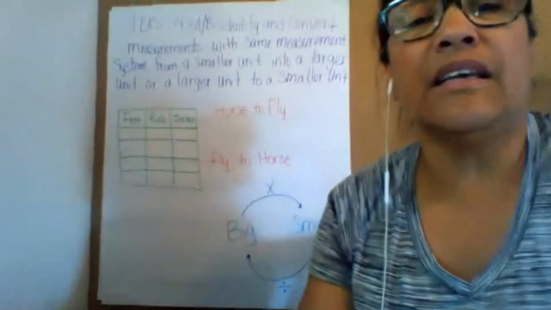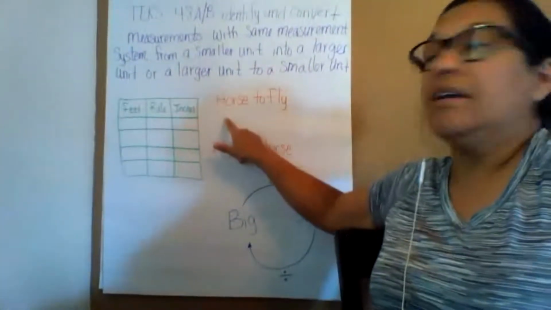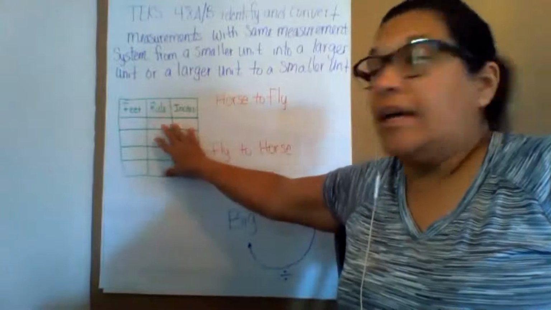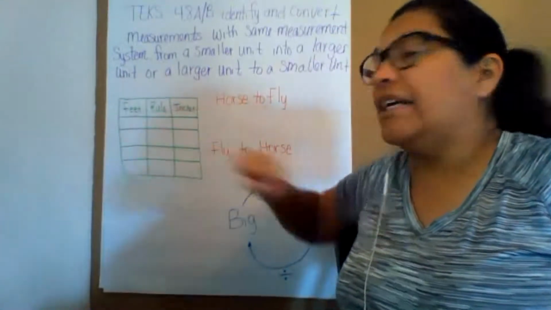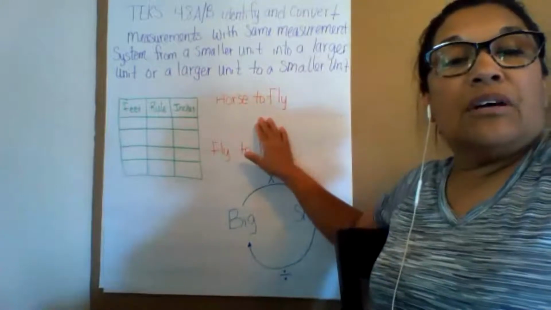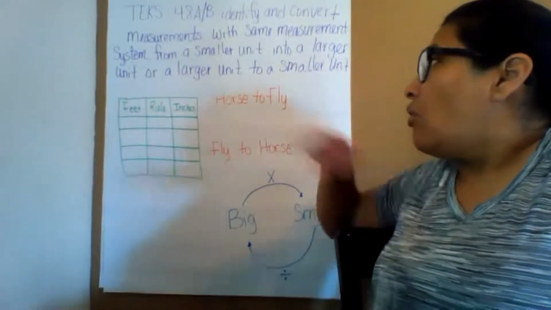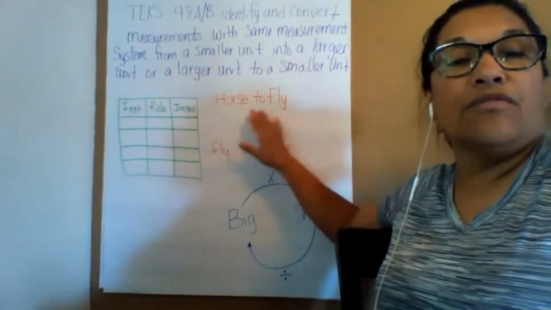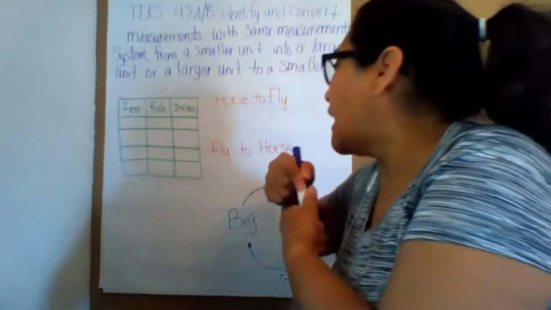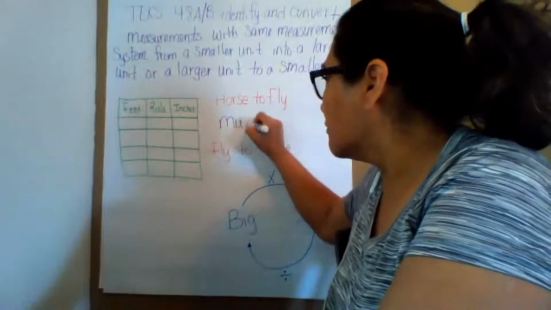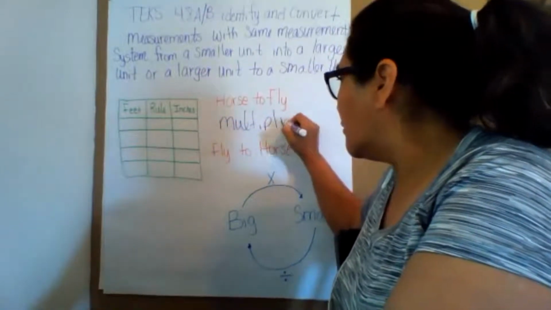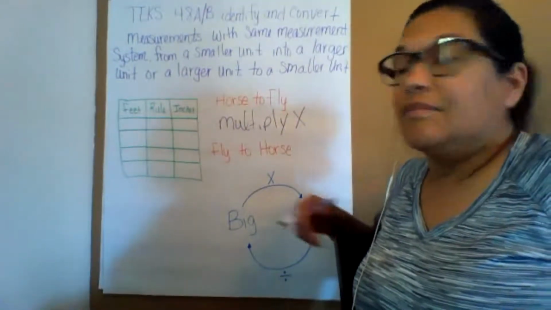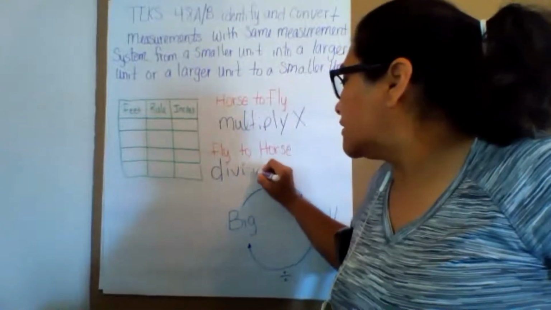If you look right here, these are 3 different ways that we have done it in the classroom, where we make our table and we put our feet, our rule, and our inches. There's another way that we also look at it. We talk about horse to fly. You would what? Multiply. Fly to horse, you would do what? Divide, of course.